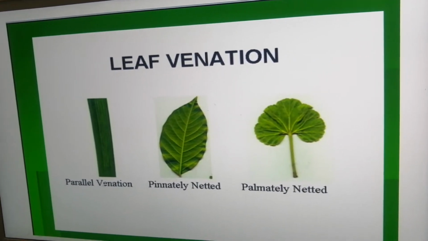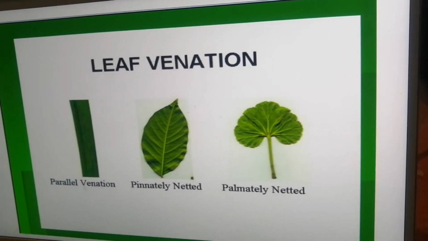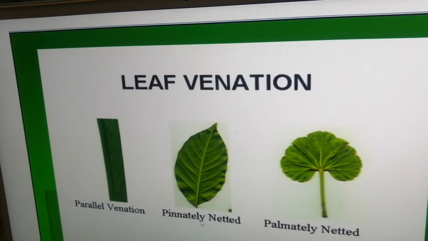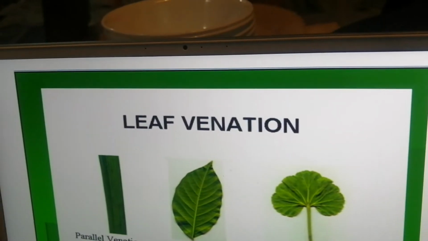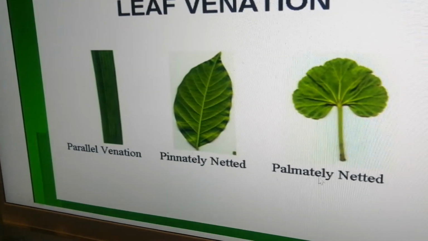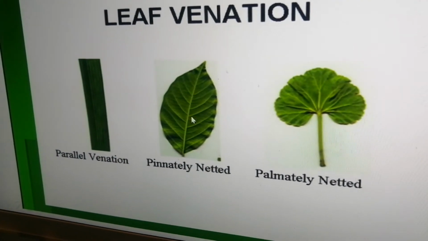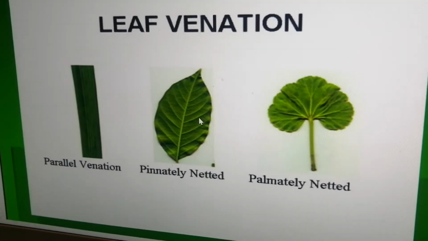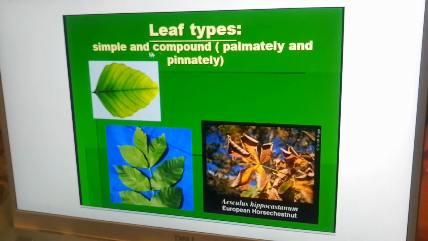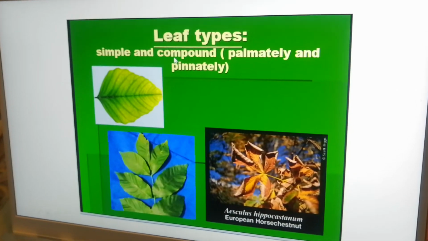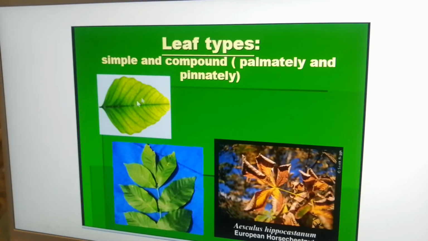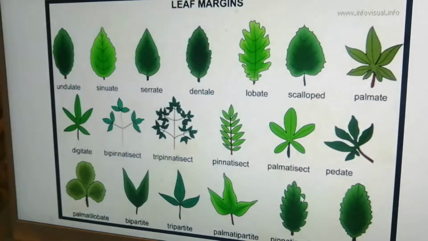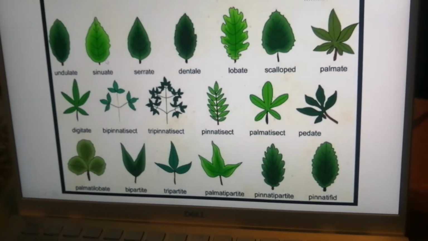Okay, so we have here examples of the leaf venation. This one is an example of parallel, this one is an example of pinnately netted, and the other one is palmately netted. So look at the illustration of the midrib. We have here the midrib formation. Another is the leaf type, simple and compound. So we have here an example of a leaf that is simple and an example of a leaf that is compound. So I have here the different leaf margins.